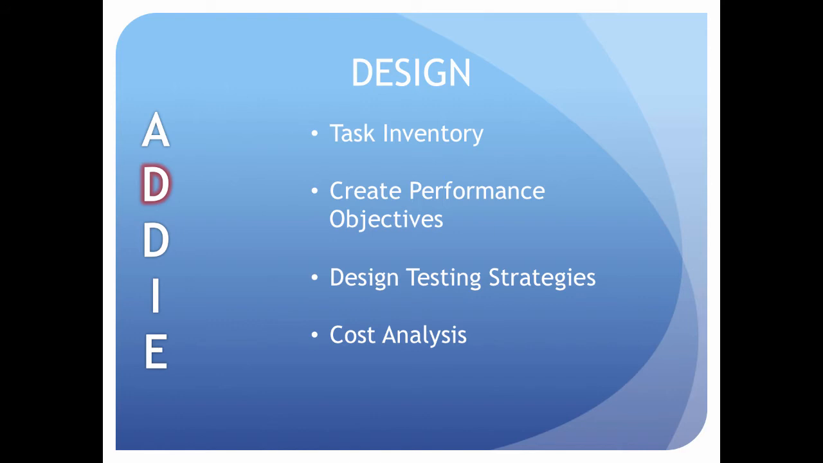Design. In this phase, the instructional designer will have four main tasks that he or she will need to complete. The first is to develop a task analysis that will identify what information or skill learners need to learn to achieve the instructional goal. Second, the learning objectives are written to guide the learner's achievement of the instructional goal.